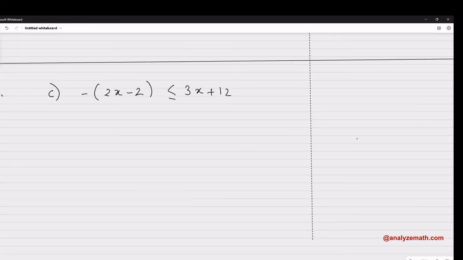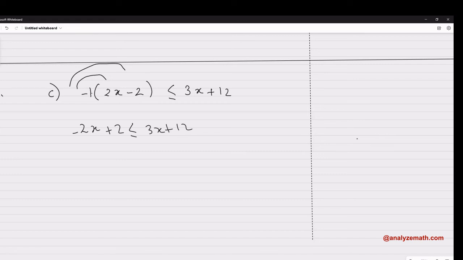We now solve the inequality in part C. Now we have got a negative sign here in front of the bracket. This can be written as negative 1, and then we expand. Negative 1 by 2x, negative 2x. Negative 1 by negative 2, plus 2. Less than or equal to 3x plus 12.